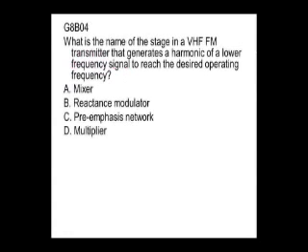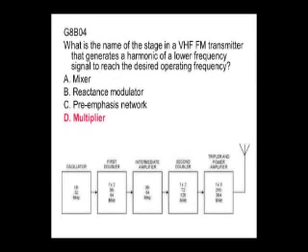What's the name of the stage in a VHF FM transmitter that generates a harmonic of a lower frequency signal to reach the desired operating frequency? Let's take a look at the block diagram and see what it is they're talking about here. Especially in some of the older FM transmitters, when FM was new in ham radio, they would use a relatively low frequency oscillator, and then they would have a multiplier chain that would bring the frequency up to what you wanted your operating frequency to be. Now, these frequencies aren't amateur frequencies, but the principle holds true.